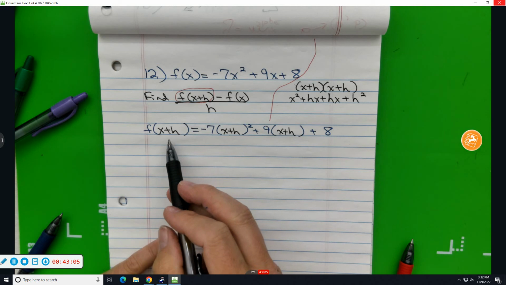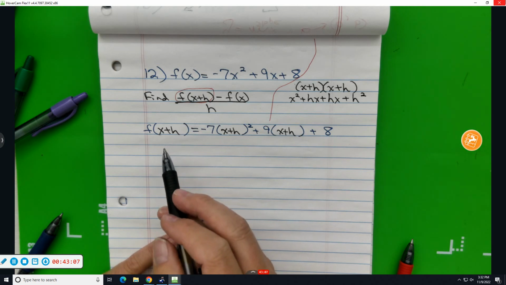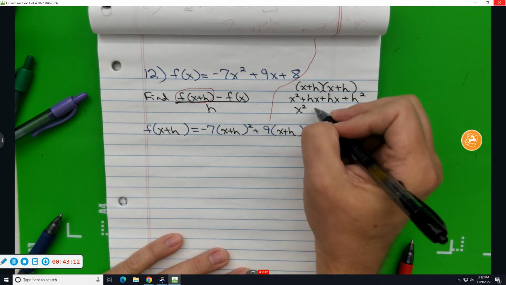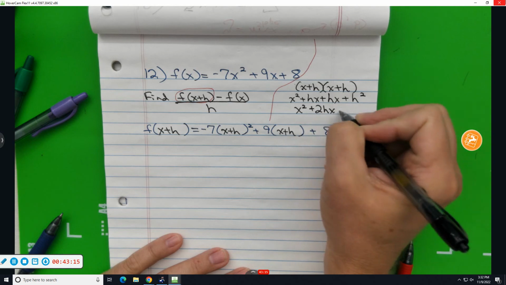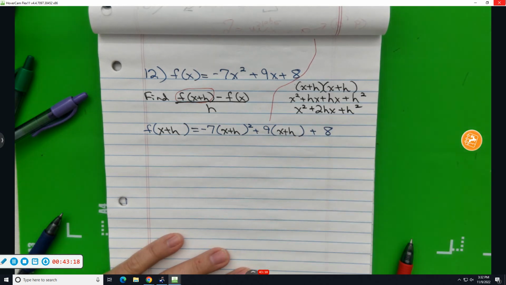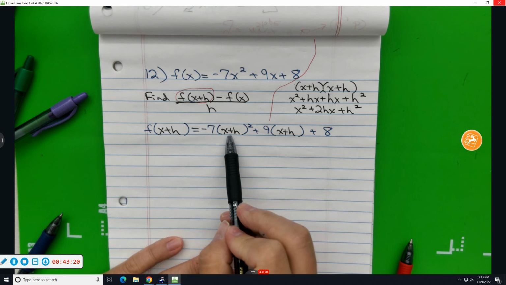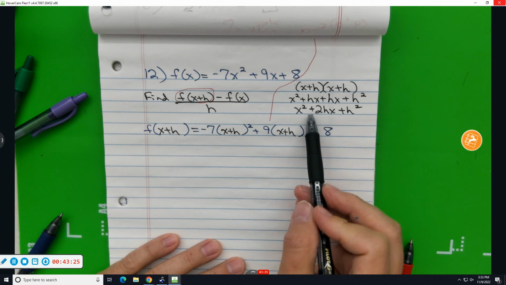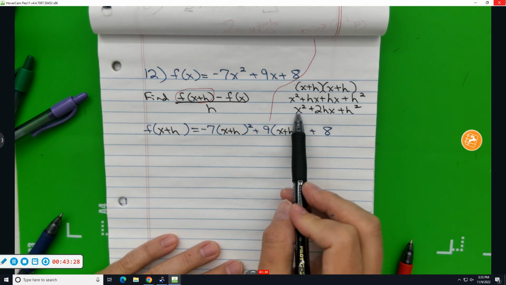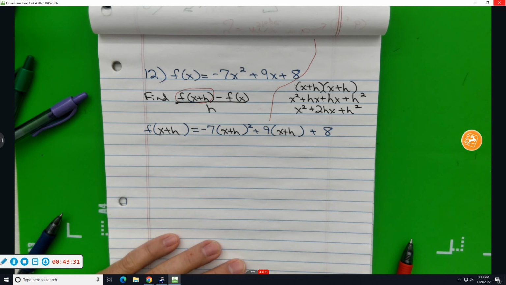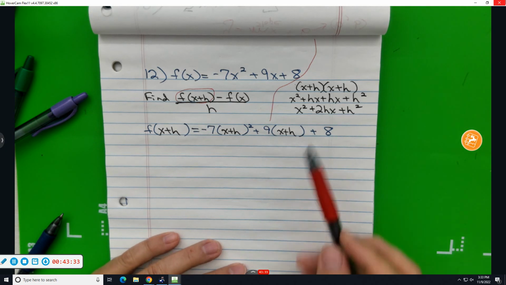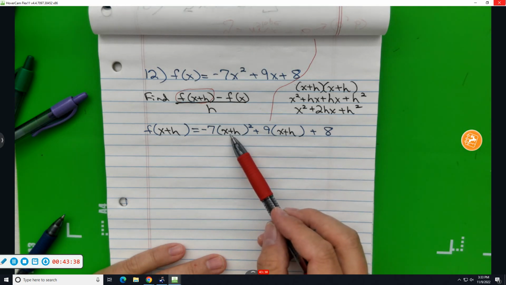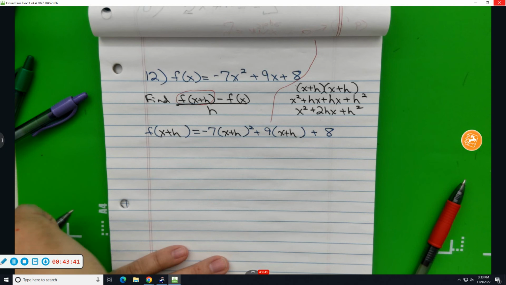This f of x plus h is the longest part of the problem. So we then have x squared. hx plus hx is plus 2hx. Plus h squared. Any questions on what I did? All I've done is square that x plus h. X plus h times x plus h. I FOILed it out and got x squared plus 2hx plus h squared. But we have something sitting in front of that, don't we? In front of x plus h squared, what have we got? A negative 7?